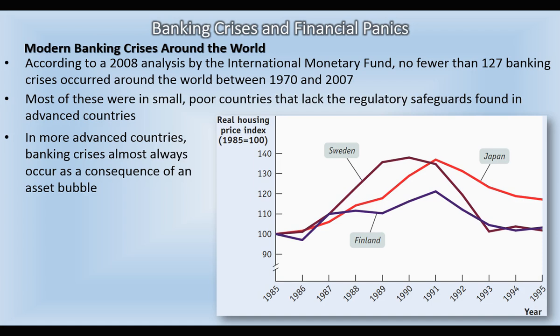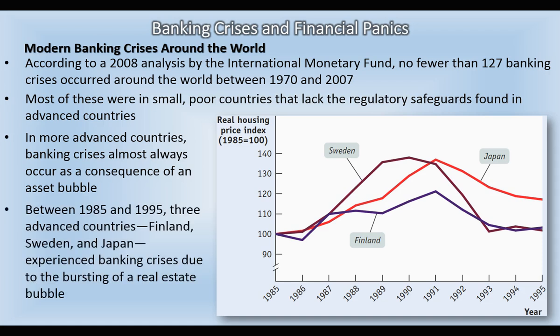Sweden, so here's the real housing price index. Sweden, Japan, Finland, all of them had housing bubbles that occurred throughout the late 80s and early 90s. If you index the price of housing to 100 from 85, then you can see how prices rose relative to that in Sweden, in Japan, in Finland, and then eventually those asset bubbles burst.